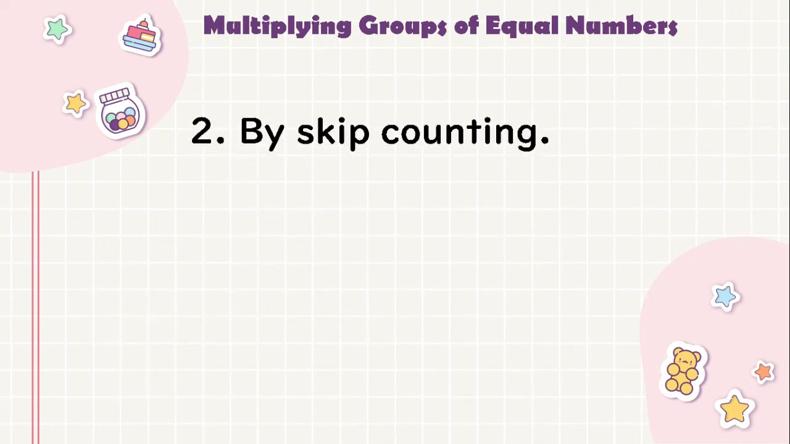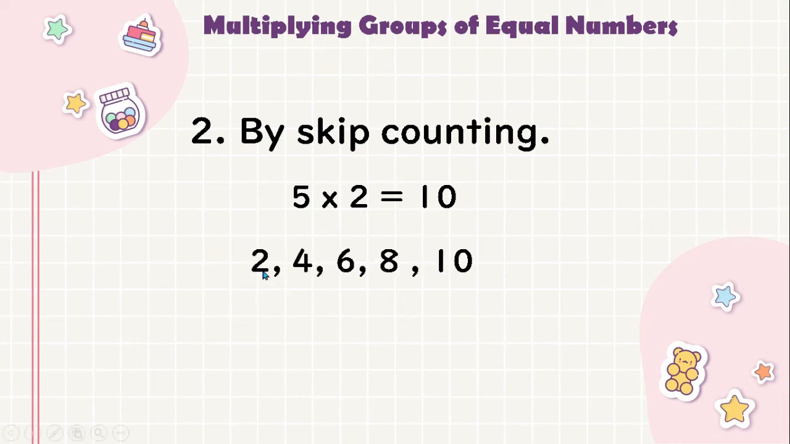Next, we can also multiply numbers by skip counting. So, paano ba siya? Counting by multiples or skip counting is also like repeated addition. So, for us to find 5 times 2 equals 10, for us to check if it's really 10, we can do skip counting by 2. So, we have 2, 4, 6, 8, 10. Ibig sabihin, we skip count by 2s 5 times: 1, 2, 3, 4, 5. So, our product is 10. Nakuha ba siya? Very good.